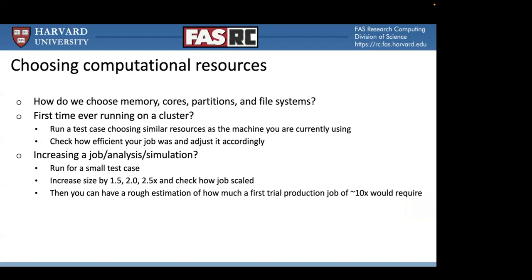So choosing computational resources can be challenging, especially if you haven't done it before. How do we choose things like memory and cores and partitions and file systems? And especially if this is your first time running on the cluster, there's going to be a lot of trial and error. It's going to be a lot of trying things out, comparing notes with your lab mates. Your lab mates, especially if they have experience on the cluster, will be a great resource for you to use, as they will be able to tell you a lot of things that work specifically for their type of workflow.